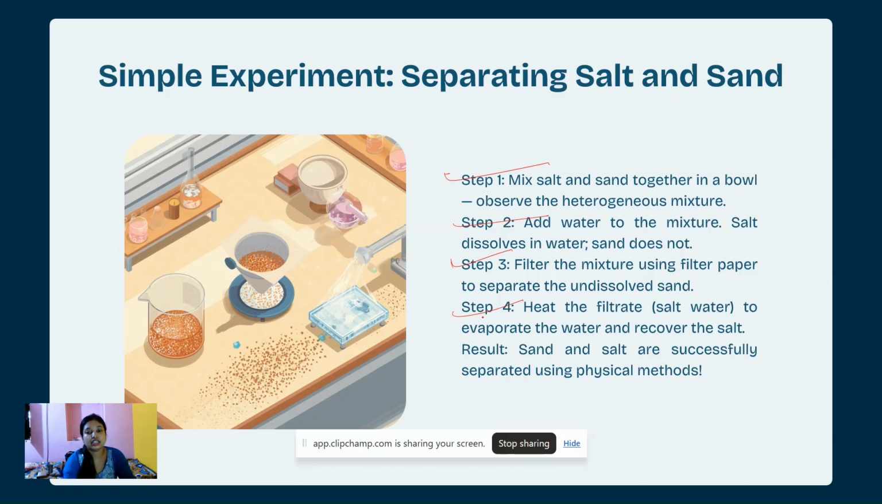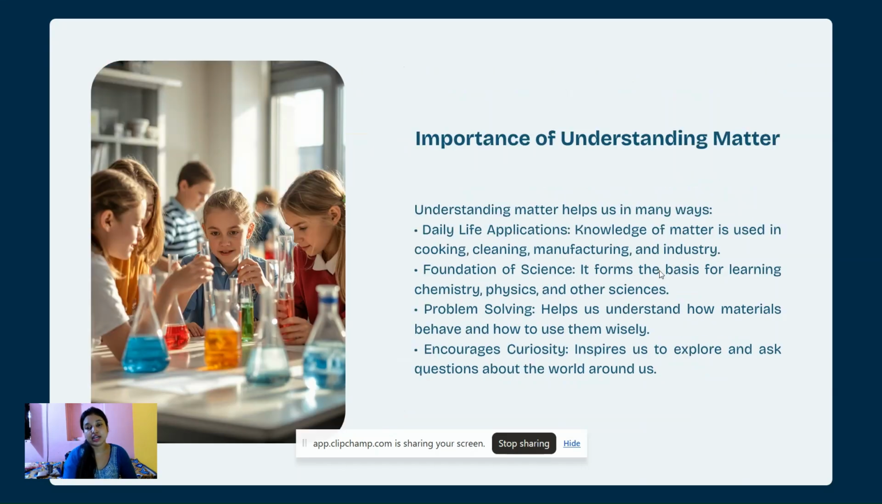Filtration, evaporation, distillation, magnetic separation: these are the methods of separation. Filtration is used to separate insoluble solids from liquids. Evaporation is used to separate a dissolved solid from a liquid, for example getting salt from salt water by heating. Distillation is used to separate miscible liquids with different boiling points, for example separating water from alcohol. Magnetic separation is used to separate magnetic materials from non-magnetic ones, for example separating iron filings from sand using a magnet.